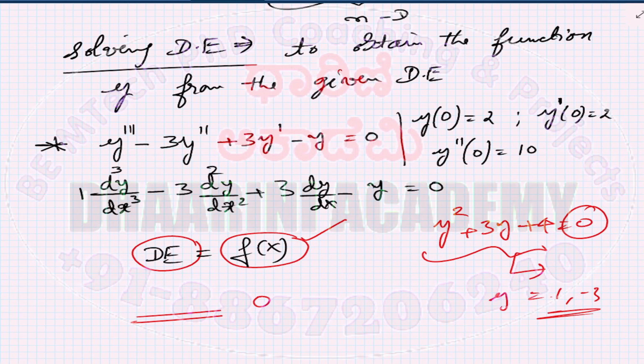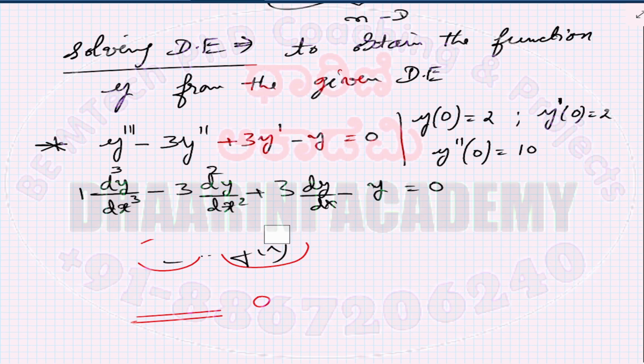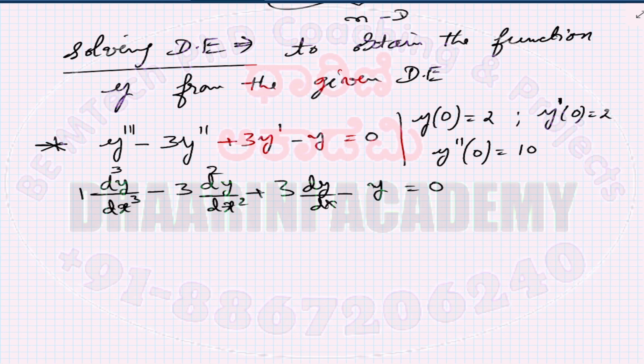So that's a solution. This particular solution is called a complementary solution. When you equate the RHS to 0 and solve, you get a complementary solution. I'll write this part because this is important. Any given differential equation, we solve it in 2 steps.